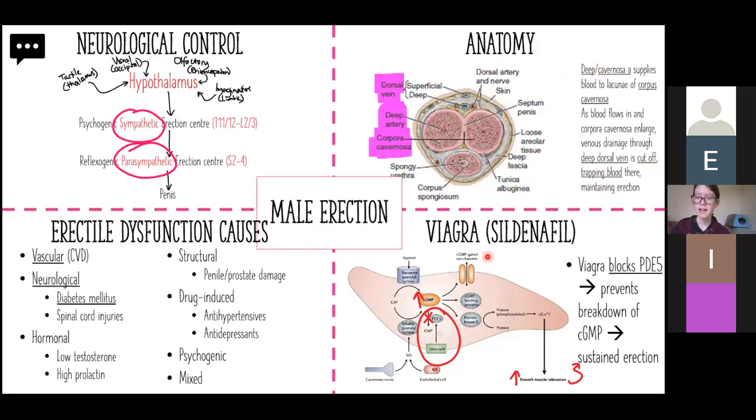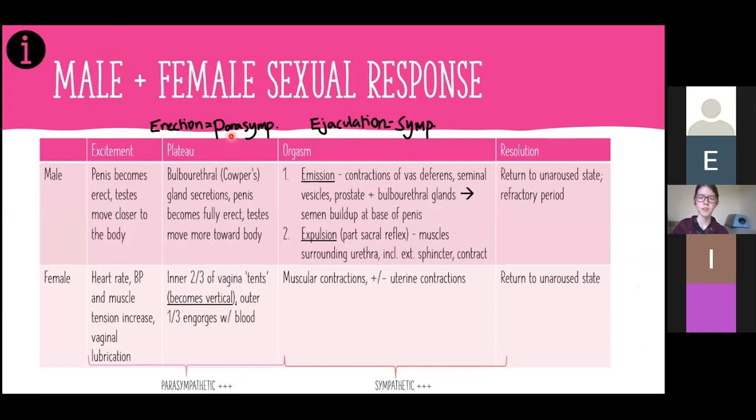And the fourth part is Viagra, which is also called sildenafil. So they might use that word in the exam instead. It blocks PDE5, which prevents the breakdown of cGMP, and so you get a sustained erection there because you're not breaking down the metabolites. All right. Pretty much the same, just for information, but just to know that an erection is parasympathetic and ejaculation is sympathetic. So that's how they are both important there.